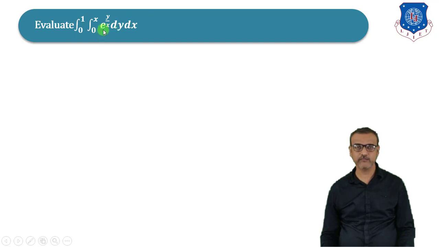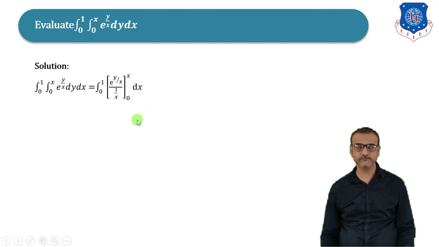So first of all we will integrate the given function, which is e raised to y by x, with respect to y. Then after we will integrate the given function with respect to x. So here is the solution. Integration from 0 to 1, integration from 0 to x, e raised to y by x dy dx. This is equal to integration from 0 to 1 will be as it is.